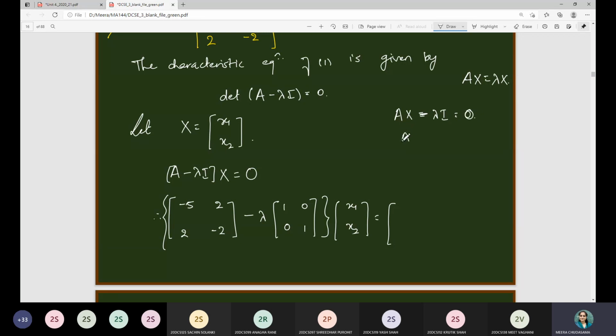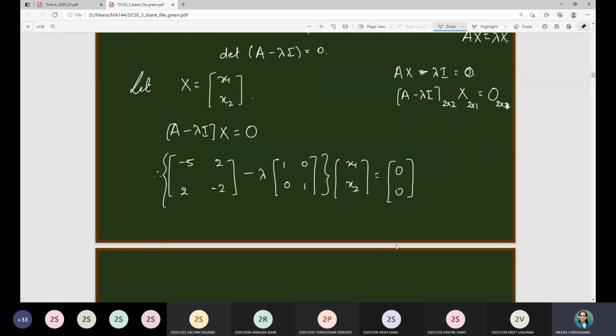Okay, what is the order of A minus lambda I? 2 cross 2. And what is the order of X? 2 cross 1. So what order will the zero matrix be? It will not be 2 cross 2, it will be of order 2 cross 1. So this is 0, 0. So do not make this mistake.